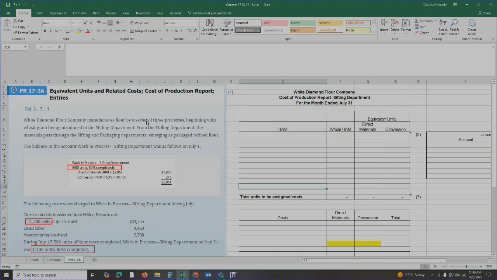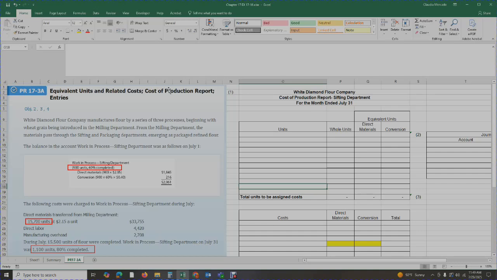White Diamond Flour Company manufactures flour by a series of 3 processes, beginning with wheat grain being introduced in the milling department. From the milling department, the materials pass through the sifting and packaging departments, emerging as packaged refined flour. The balance in the accounting working process in the sifting department was as follows as of July the 1st. So we have work in process in the sifting department.